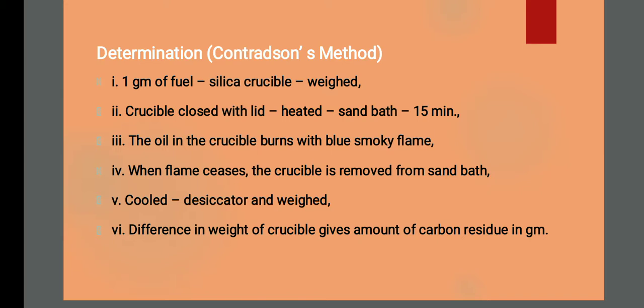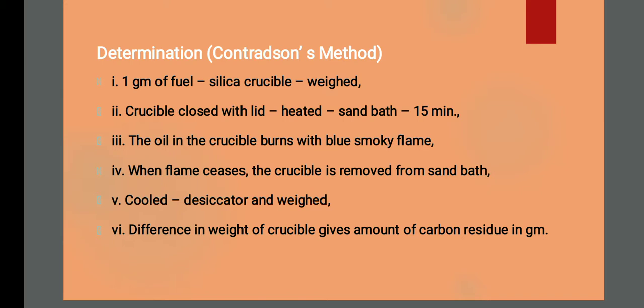I'll repeat the process, ma. The method of determination of carbon residue is called Conradson's method. You take 1 gram of the fuel in a silica crucible which is previously weighed. Then you close the crucible with the lid and heat it in a sand bath for about 15 minutes. During heating, the oil in the crucible burns with a blue smoky flame. As soon as the flame stops, that is, ceases, the crucible is removed from the sand bath.